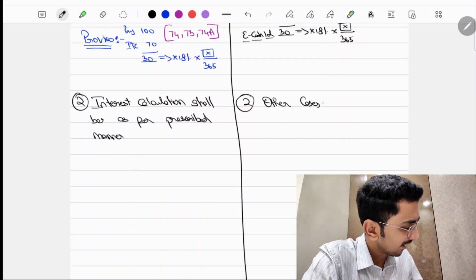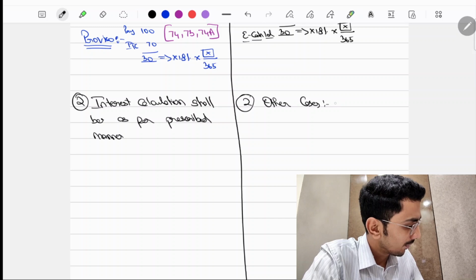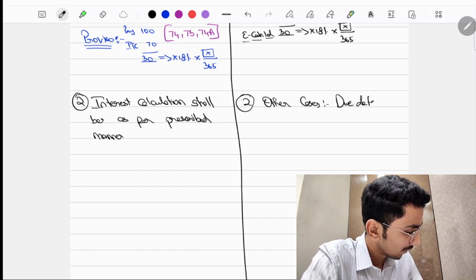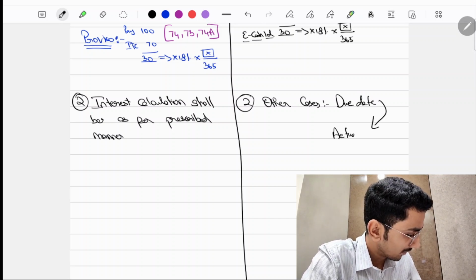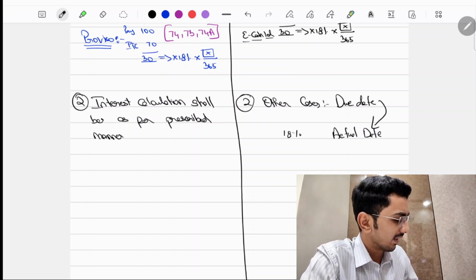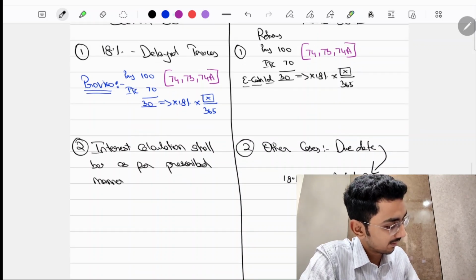if you are paying any taxes, in those cases, from the due date of payment till the actual date of payment, you have to calculate interest at the rate of 18%, which is deemed, and we are not even required to know about it.